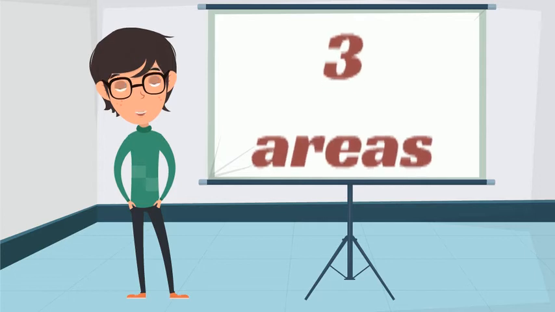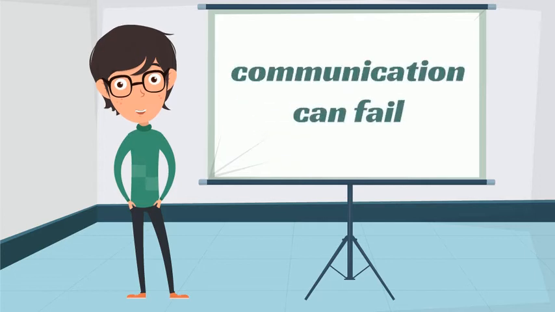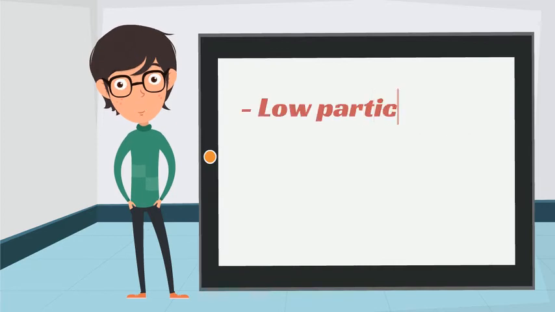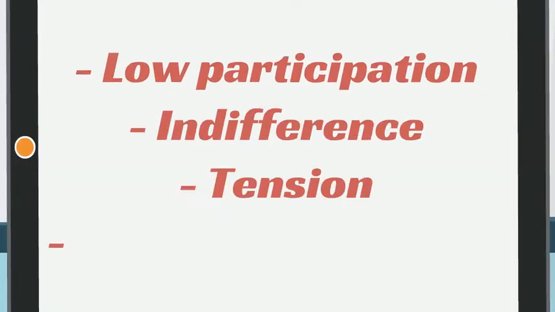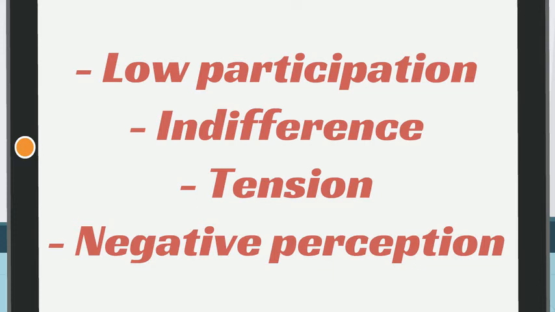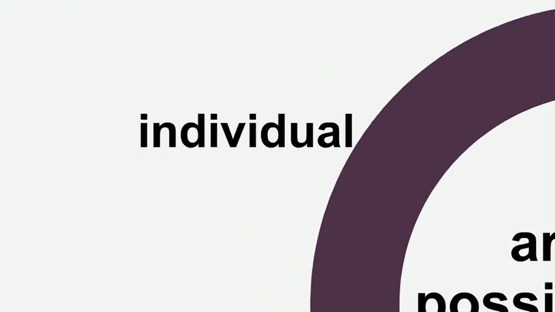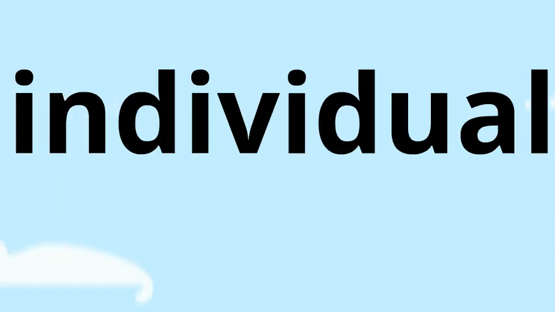There are 3 areas in which communication can fail. 3 areas in which telecollaboration interaction can end in low levels of participation, indifference, tension between participants, or negative evaluation of the partner group or their culture. These areas are socio-institutional level, classroom level, and individual level.